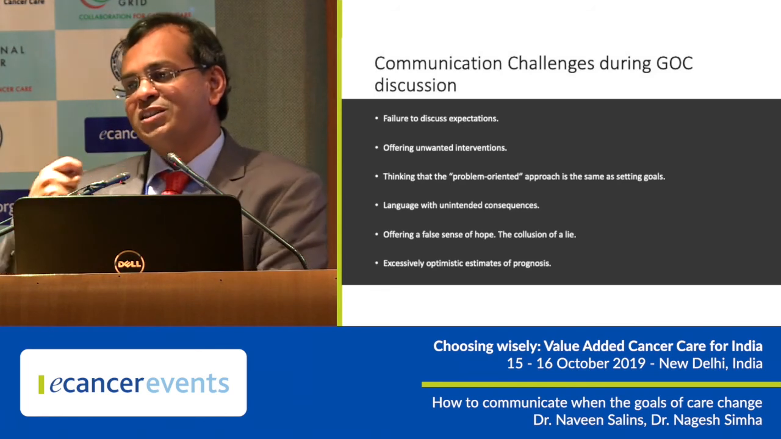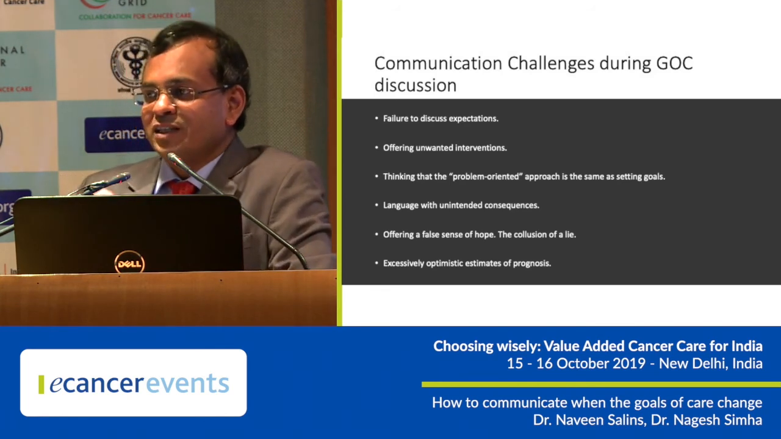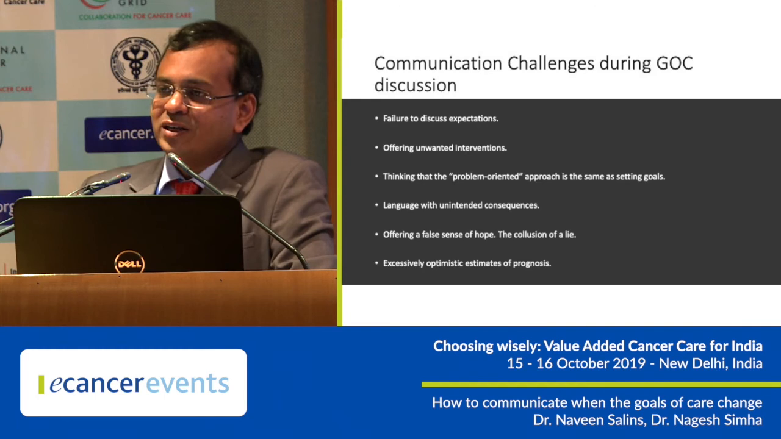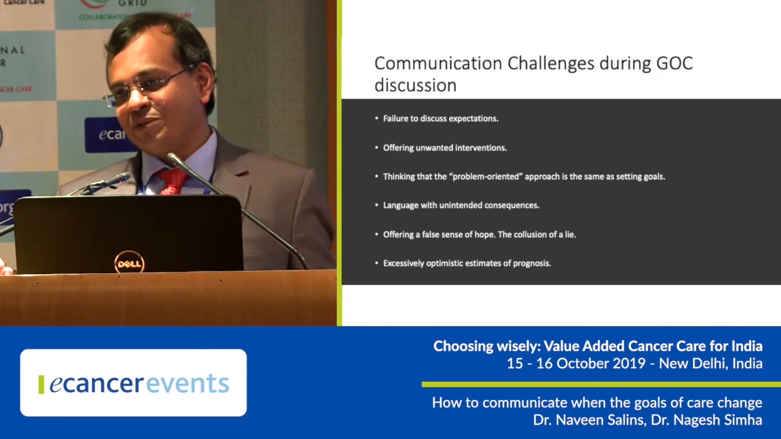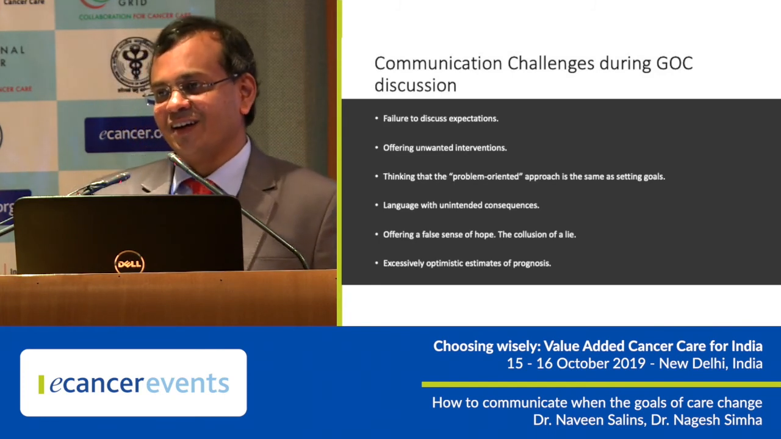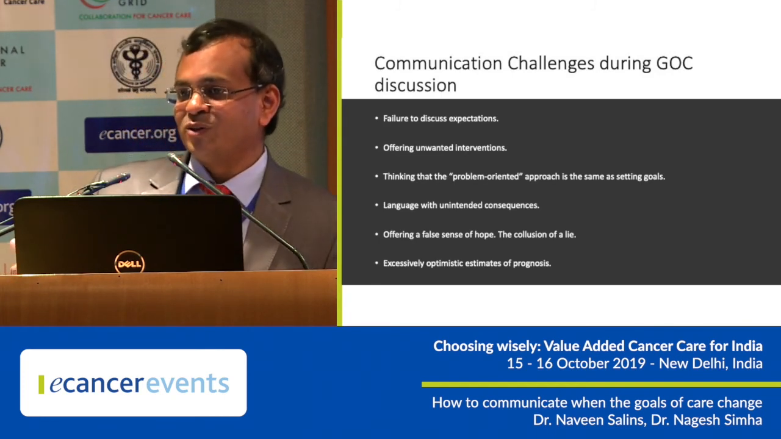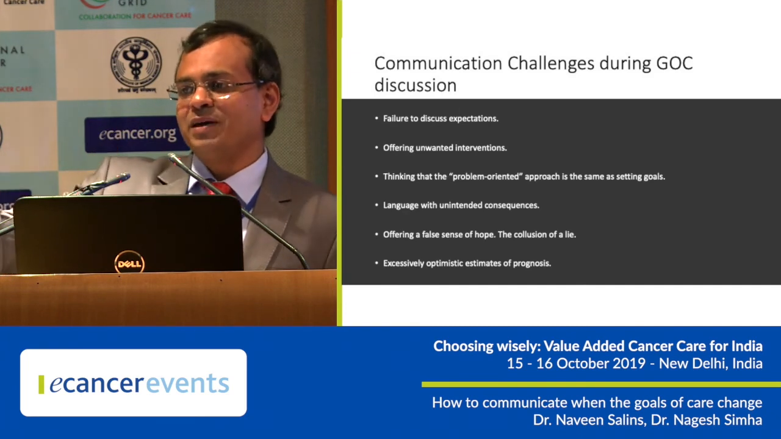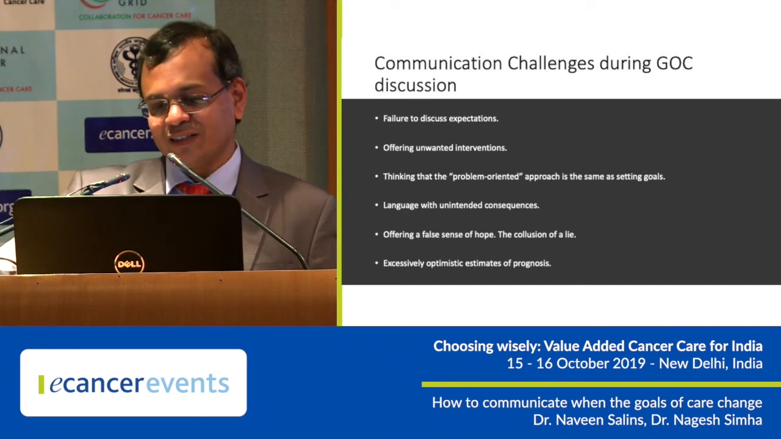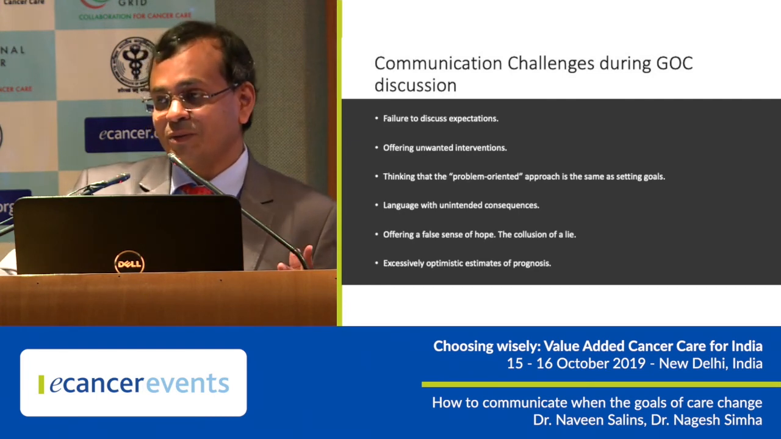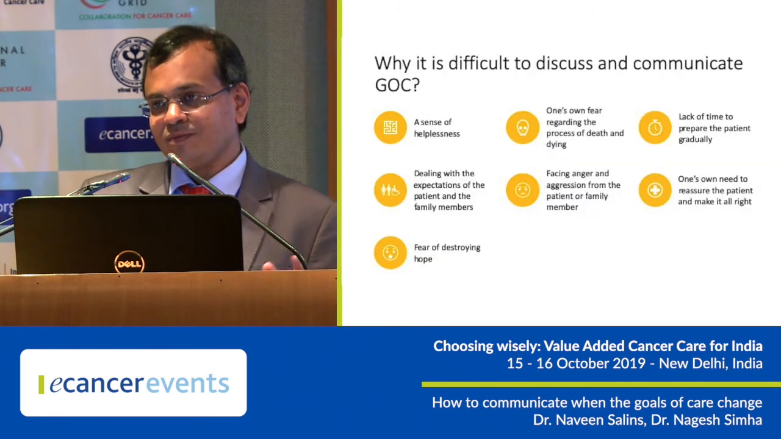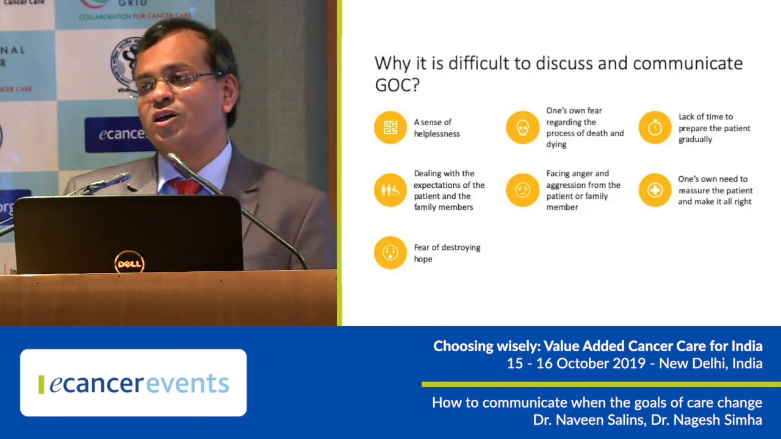And language is the most important thing, especially telling, don't worry, everything will be alright, सब कुछ ठीक हो जाएगा, isn't it? Of course the person has to worry because it's such a critical illness and everything is not going to be fine. So we are setting up unrealistic expectations by using them, offering a false sense of hope and excessively optimistic estimates. These are some of the challenges. And why it is difficult to communicate.